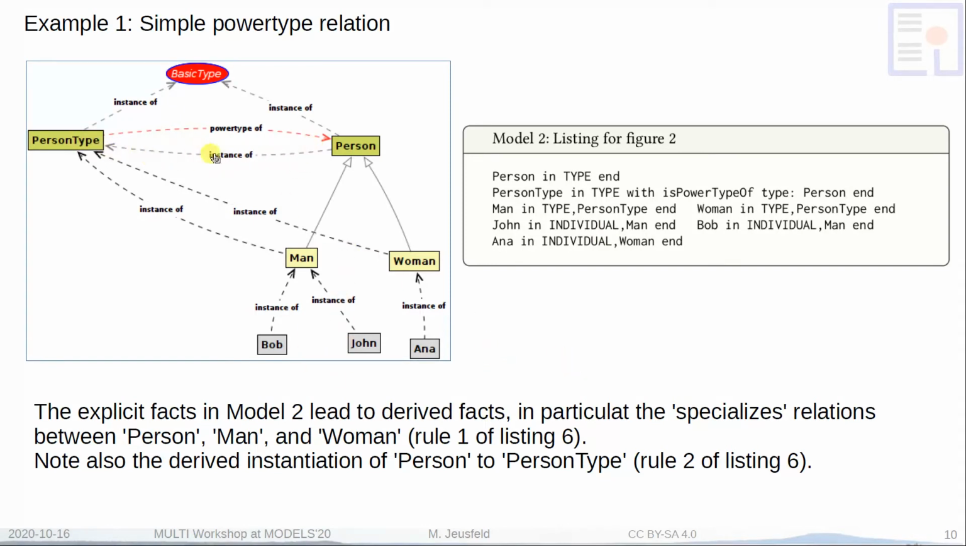Good. There's also this instance of declared here. So person is in particular a specialization of itself. So then it must also be an instance of person type. So that is one fact derived from the MLT-Telos rules.